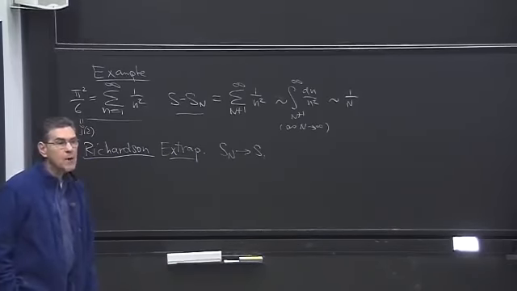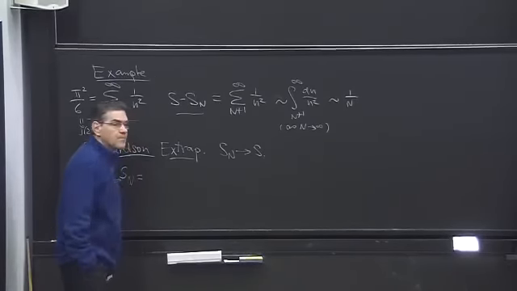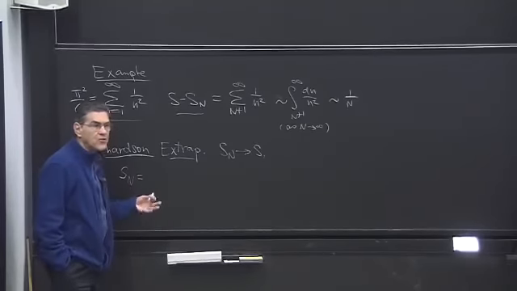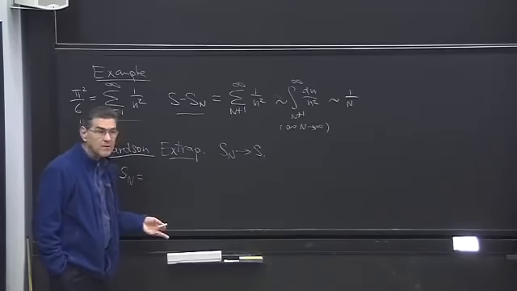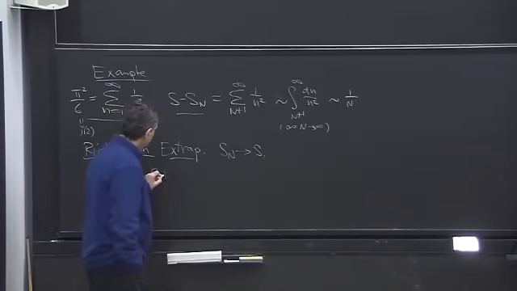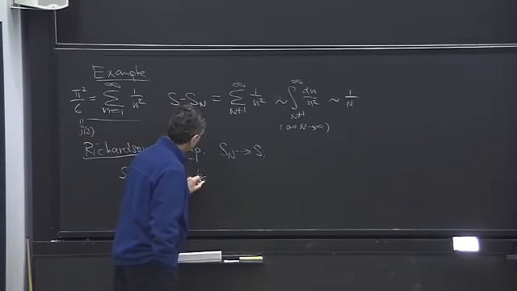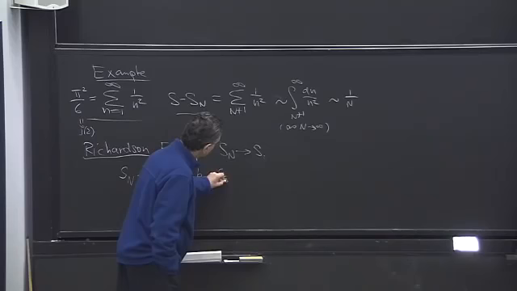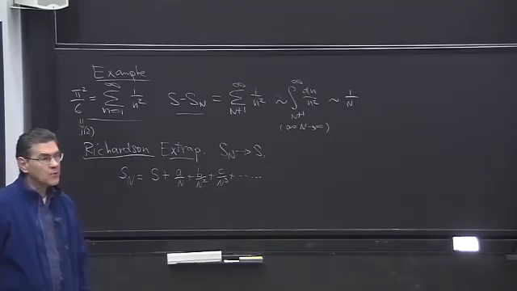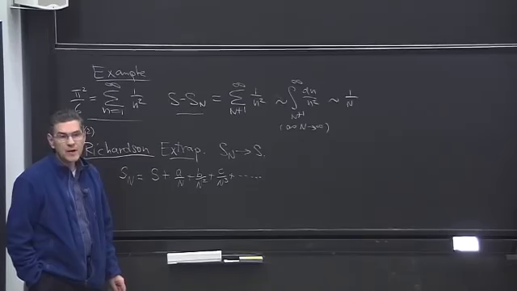Again, Richardson makes a model. Richardson says, I'm going to guess that S sub n has an approximate form as a series in powers of 1 over n. So, for example, S sub n is its limiting value S plus, let's say, a over n, plus b over n squared, plus c over n cubed, and so on. That's the model that Richardson makes. And the question is, what can we do with that model?